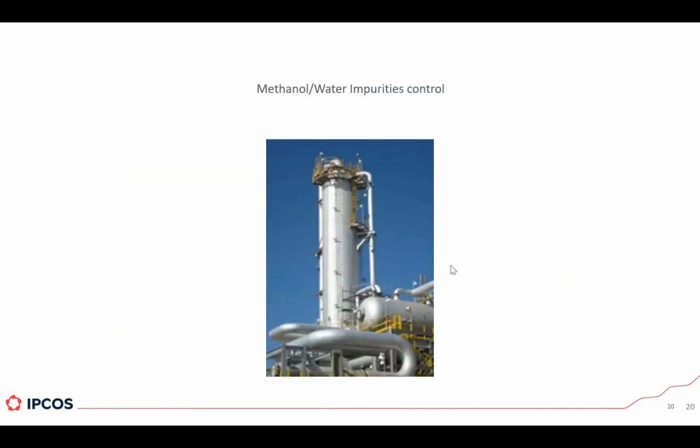Okay, so next example is a methanol and water column. This column is also a very big column, more than 100 trays. The top 30 something trays do not show a single decimal of a degree of change in temperature.